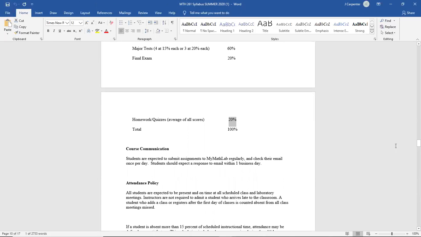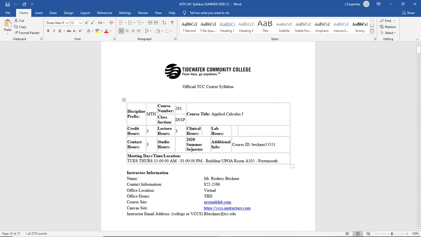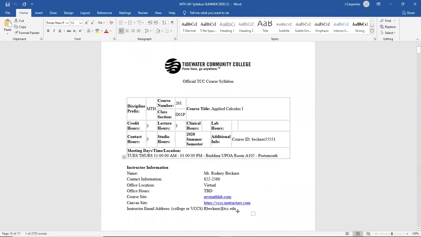Communication, email. I had that earlier. My email address is rbeckner@tcc.edu. My office phone number is up here, but I'm not allowed in my office, so that's not going to do you any good. And unfortunately, I don't feel comfortable giving out my cell phone number. I've already heard plenty of abuse stories from other teachers.